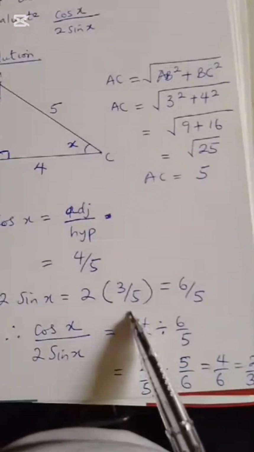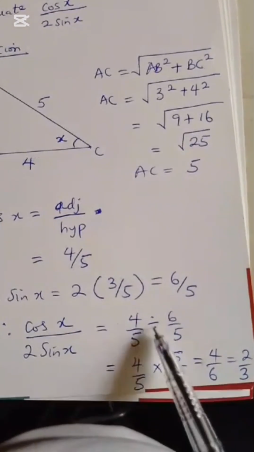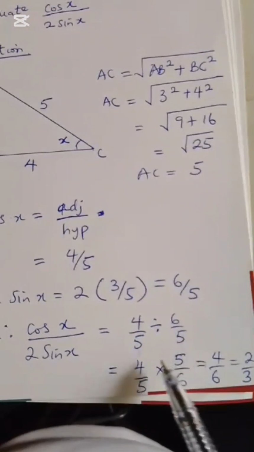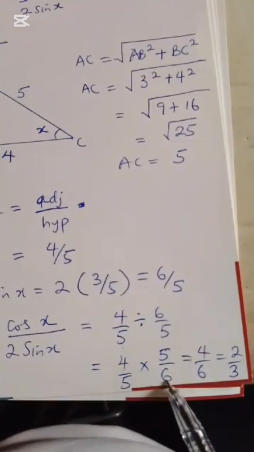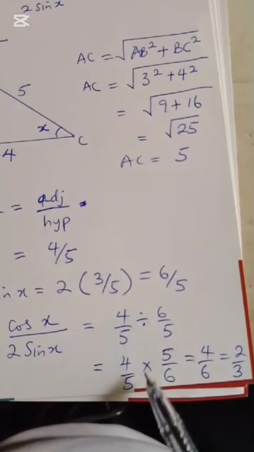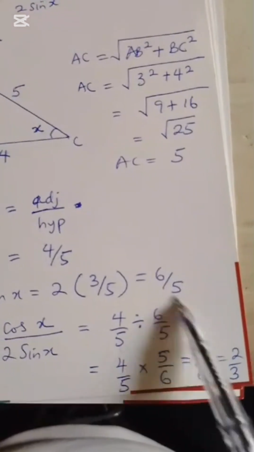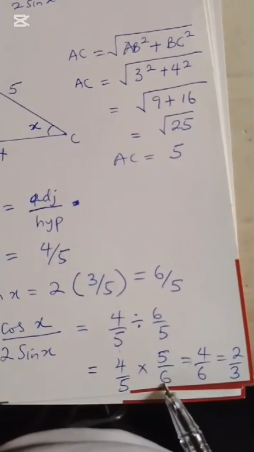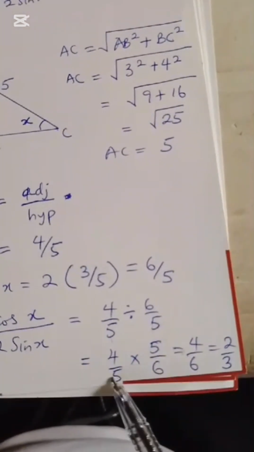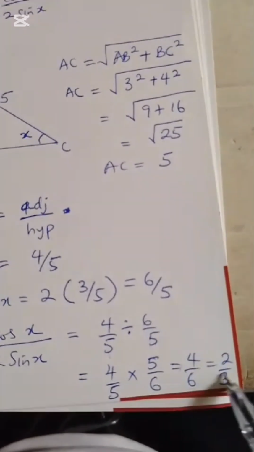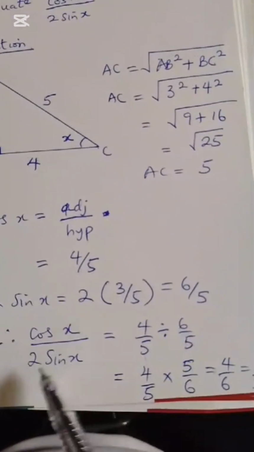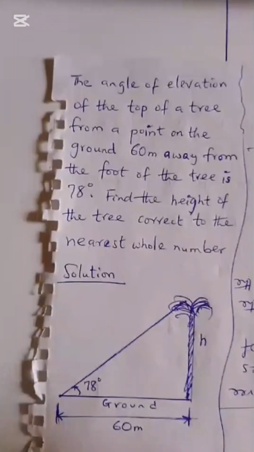So divide them: 4 over 5, which is cos x, divided by 2 sine x. Remember, when you have division, you can always turn it to multiplication and invert the fraction that follows. So it goes like this: 5 cancels 5, and you're left with 4 over 6. 4 over 6 can still reduce to 2 over 3. And so our final answer for cos x over 2 sine x is 2 over 3. Very simple. Use a right angle triangle whenever the angle is given as acute.